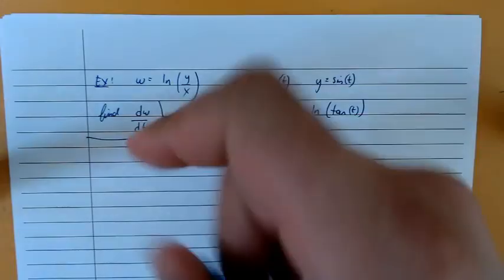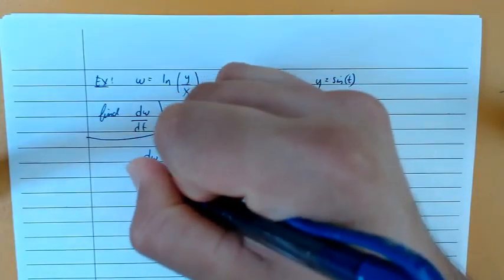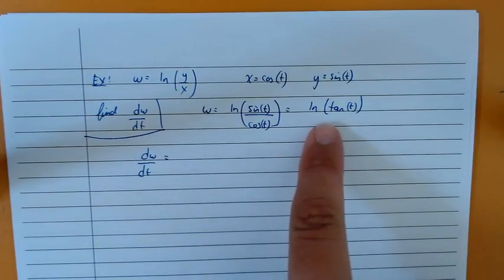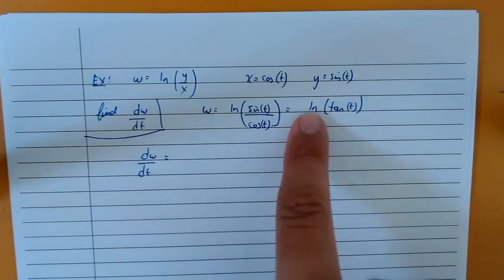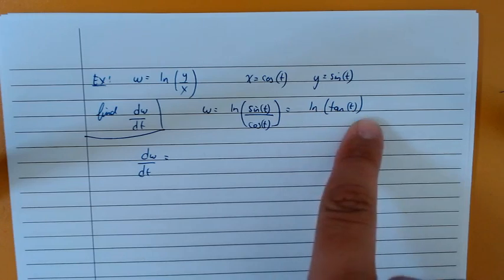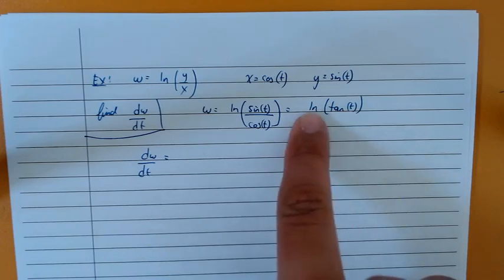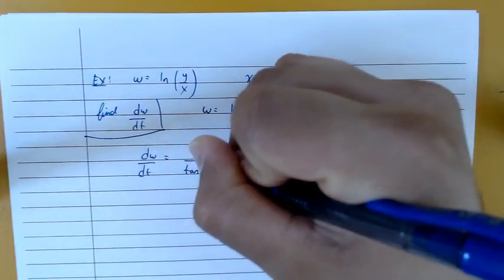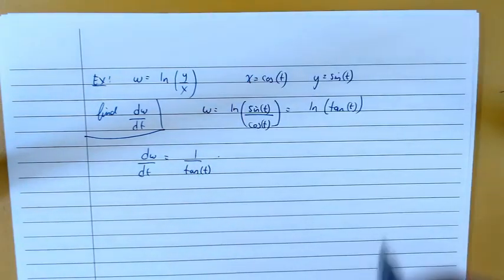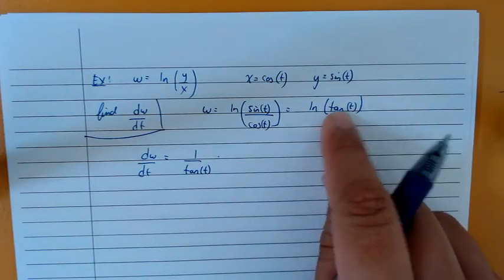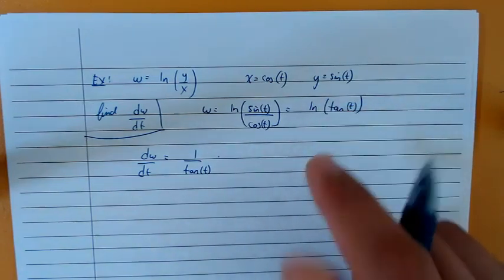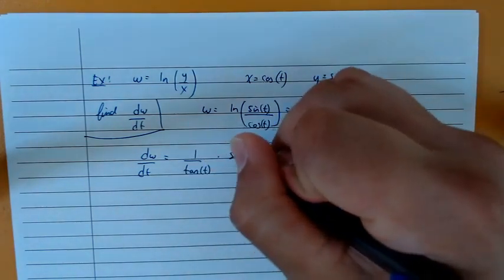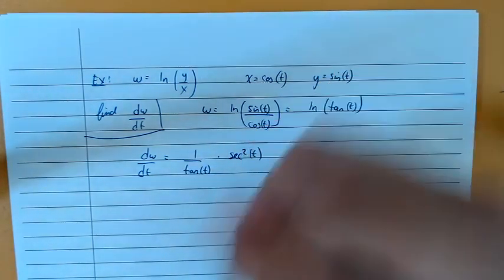So here we're going to say dw/dt is equal to, all right, now we're just using the chain rule that we're used to from Cal 1. We're going to take the derivative of this thing. Okay, well, the derivative of the natural log of something is 1 over that something. But now, due to the chain rule from Cal 1, we have to now multiply by the derivative of this inner part. Here, the derivative of tangent is secant squared of t.